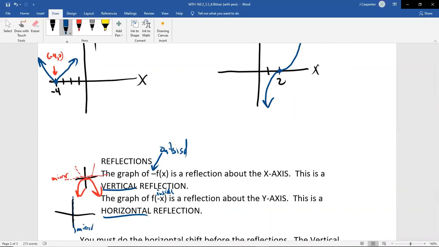So again, the original function might look like this. Sorry, that should be a ghost image. But then when you draw it yourself and reflect it, there's your actual image. So you reflected left to right.